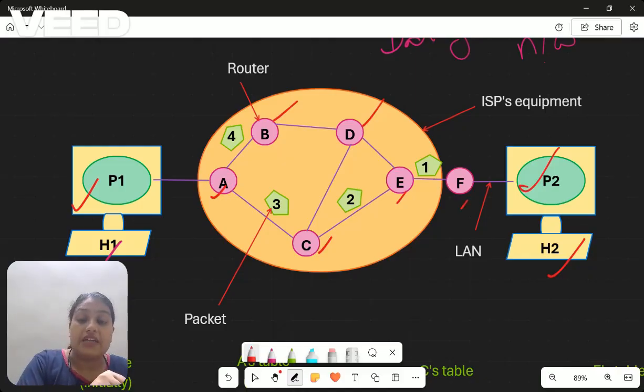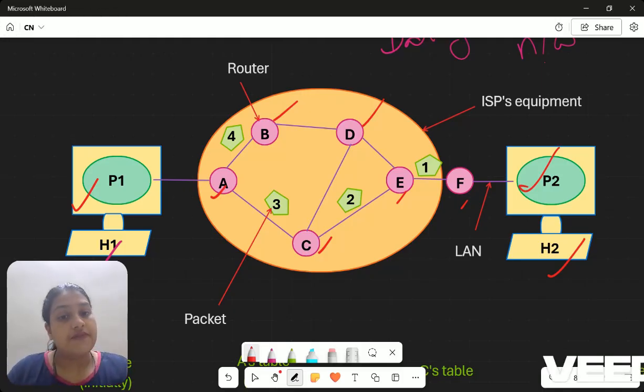But here look at the packets. I'm having 4 packets. Before I only had 1 packet. So here when all the packets want to go, there will be congestion. You know what congestion is? There will be traffic. So to avoid the traffic, this is connectionless service. So to each router, the packet is injected independently.